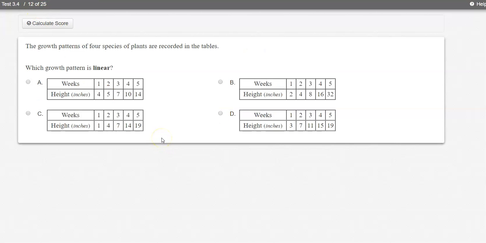Growth patterns of 4 species of plants are recorded in tables. Which is linear? A linear pattern has a constant rate of change. That means if you go from 4 to 5, this went up 1, 5 to 7, that went up 2. That is not linear because the growth rate is changing. So let's go down here to D, and you'll notice 3 to 7 is going up 4. 7 to 11, 11 to 15, 15 to 19. They're all going up 4. So D was the correct answer. The growth rate was the same.